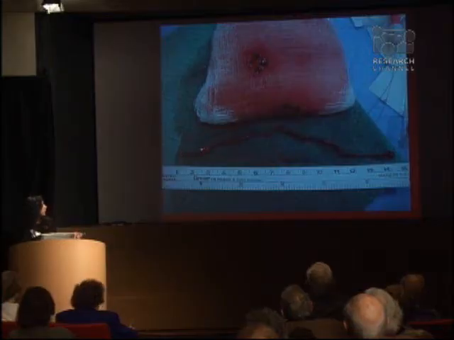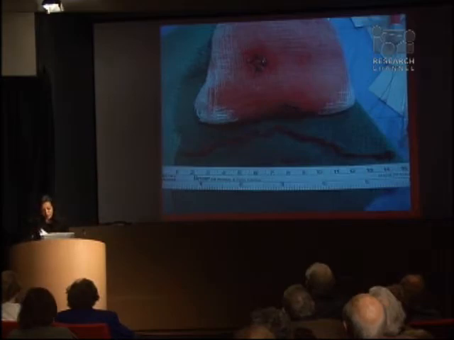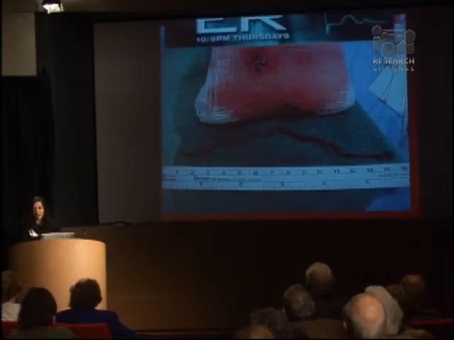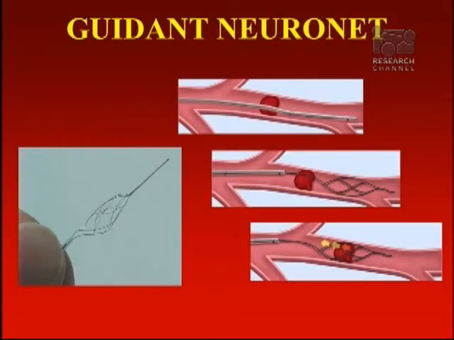This is a picture of one of the clots, 15 centimeters long. It's pretty amazing. What's more amazing is that you might have seen the TV debut of the Merci Clot Retriever on ER once when Cynthia Nixon, who plays Miranda Hobbs on Sex and the City, came in with an acute stroke where she was mute and couldn't move her right side. Even though the Merci device is the only FDA-approved device for acute stroke therapy, that doesn't mean that there aren't other devices available. This is the Guidant Neuronet, and you can see it's the same kind of concept.